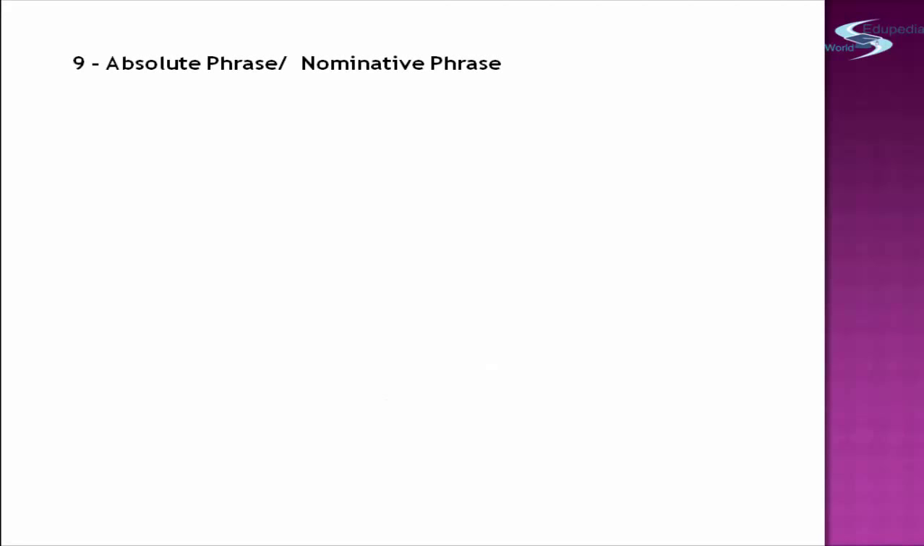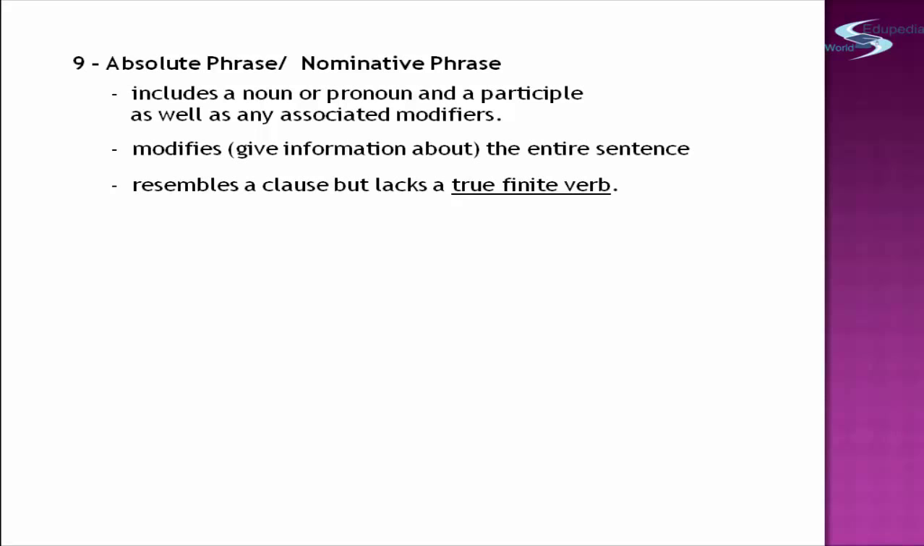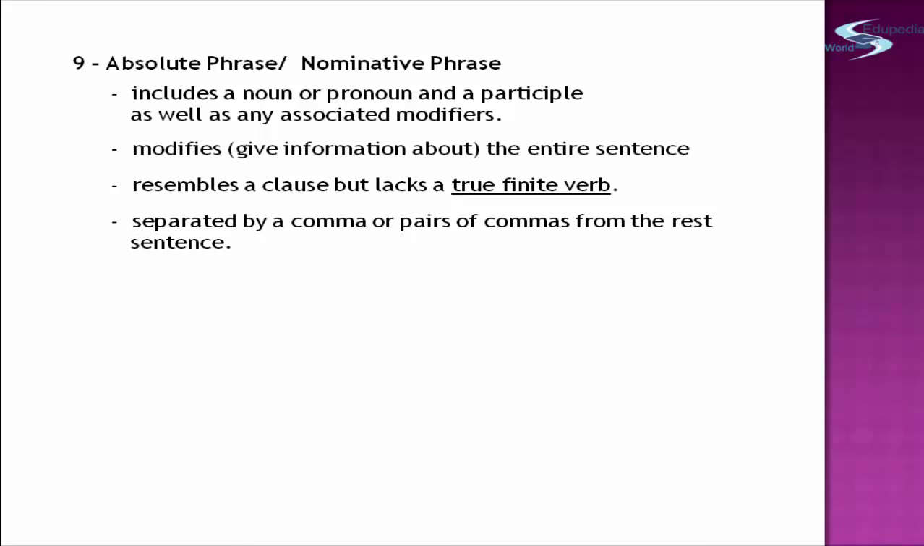The next one is an absolute phrase or nominative phrase. This is a group of words including a noun or pronoun and a participle as well as many associated modifiers. An absolute phrase modifies or gives information about the entire sentence. It resembles a clause, but it lacks a true finite verb. It is separated by a comma or pairs of commas from the rest of the sentence.